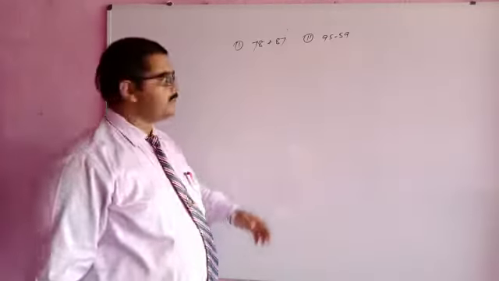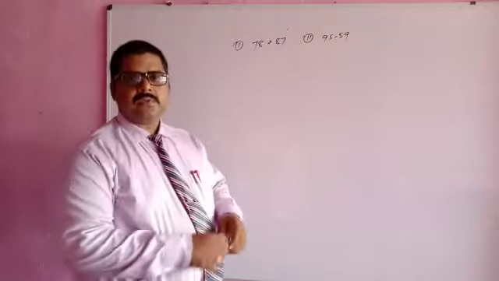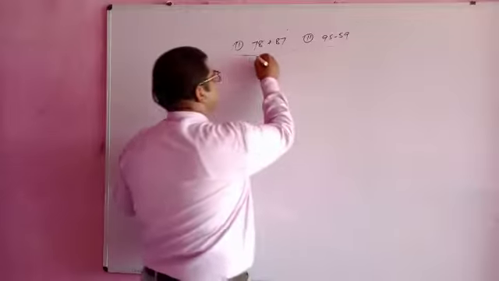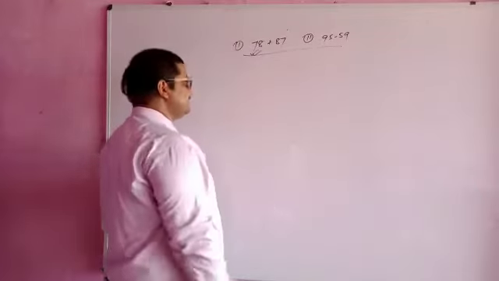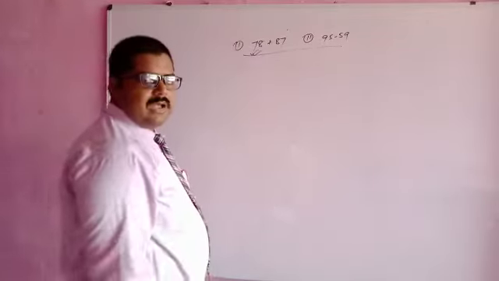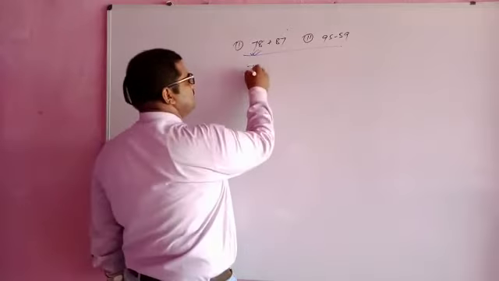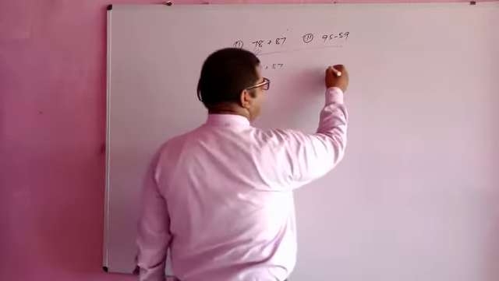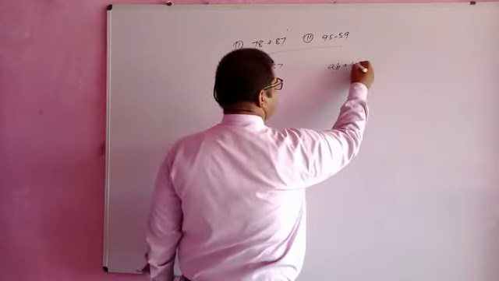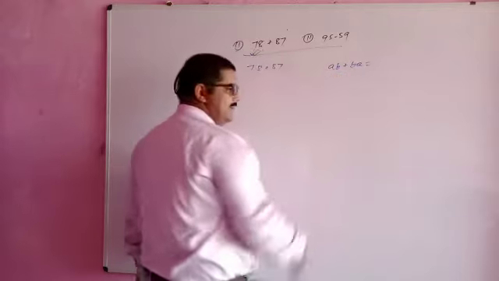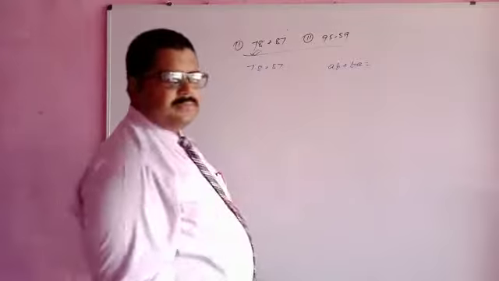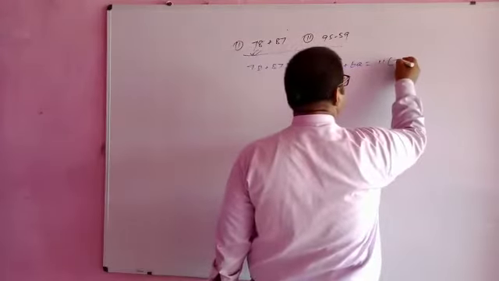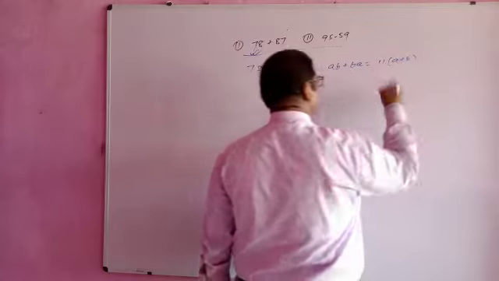My dear students, the first question asks that without actual division you have to find the sum of these two-digit numbers. How can you find 78 plus 87? As you know by the formula, AB plus BA, when a number is added to the reverse of this number, is equal to 11 into (A plus B).